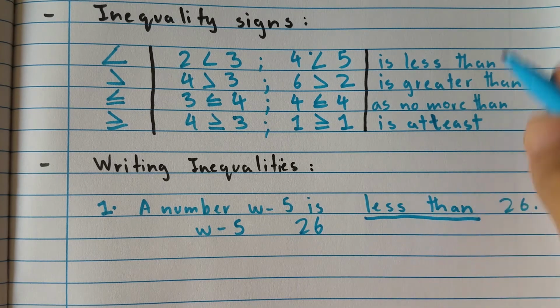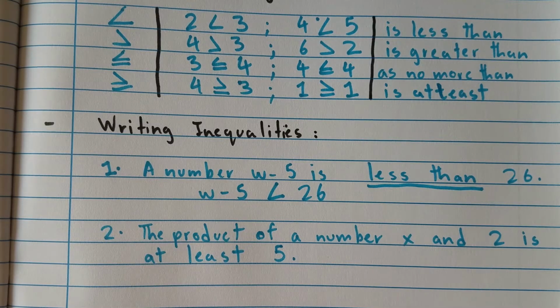So we know that the less than sign is this one. So we have number 2, which says that the product of a number and 2 is at least 5.